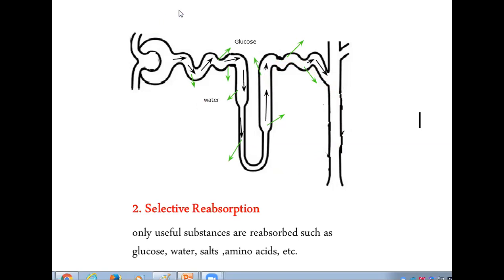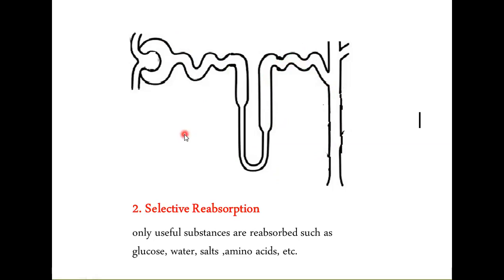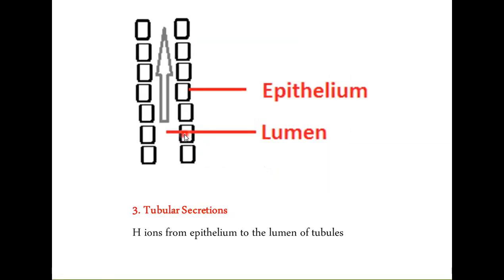Then we will go to the third and final step of urine formation, which is called tubular secretion. The third step of urine formation.